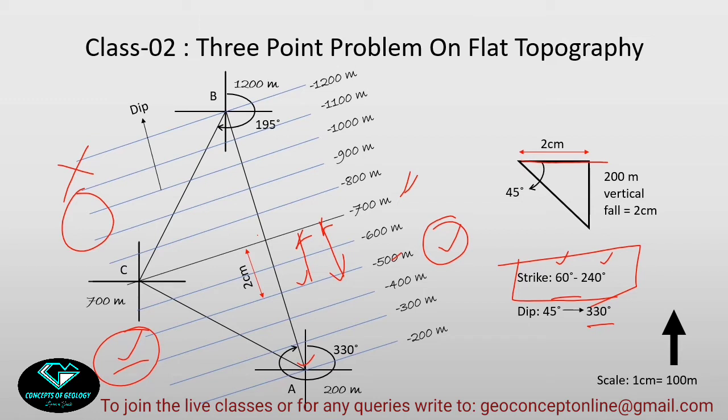So according to my map scale, this will be a 2 centimeter line. The vertical line will be 2 centimeter. Construct the triangle like this one, and I can measure this angle to find out the amount of true dip. So this is 2 centimeter and this is 2 centimeter, means this angle will be 45 degree. So that means the dip value is 45 degree and the bed is dipping towards 330 degree, towards the northwest. So this is the attitude of the coal seam.